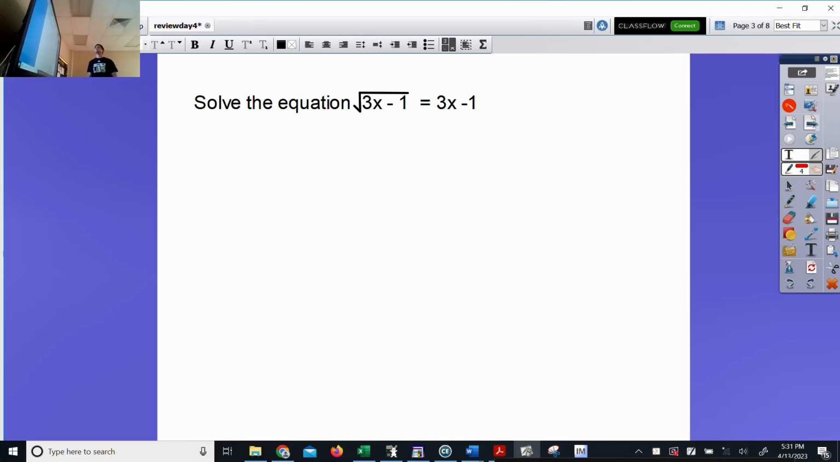Solve the equation. Root 3x minus 1 equals 3x minus 1. Now, here's where extraneous stuff comes into play. It's kind of likely that the state might say, what is the extraneous solution if it has one? Now, this one's pretty straightforward. The opposite of square rooting is squaring, so we square both sides. Now, if you think this is 9x squared plus 1, you're wrong.